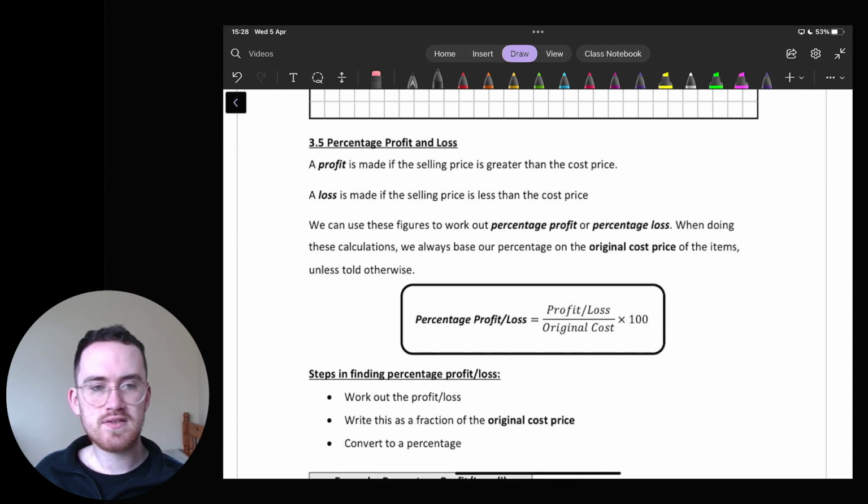So profit is if our selling price is greater than our cost price. A loss is the other way around, if our selling price is less than what it cost us to buy it in the first place. And we can use these to work out percentage profit or percentage loss.